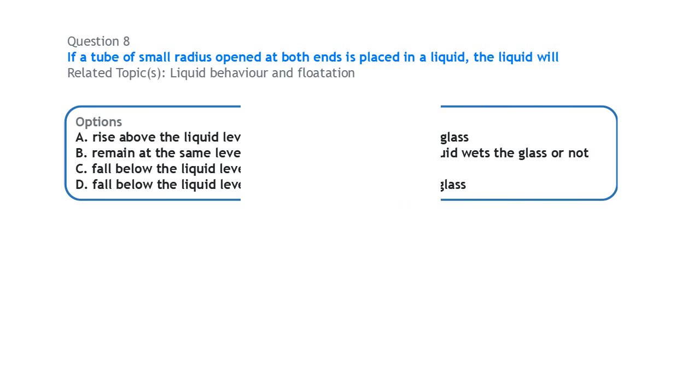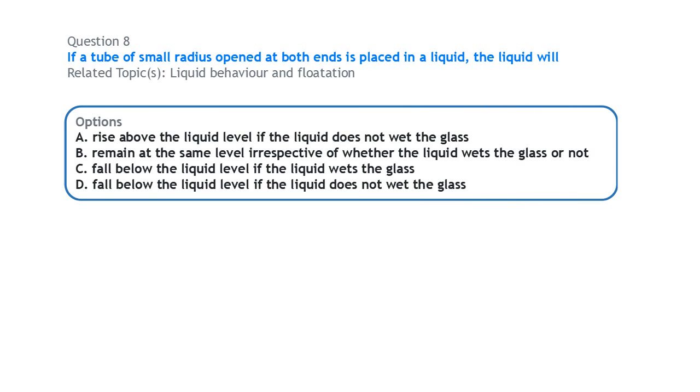Next, if a tube of small radius opened at both ends is placed in a liquid, the liquid is going to rise or fall depending on whether it wets glass or does not wet glass.